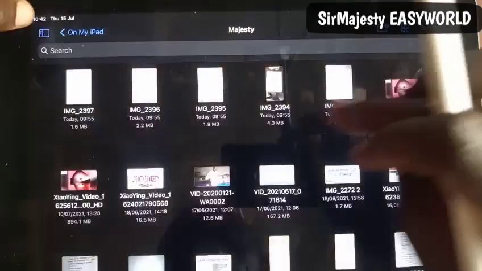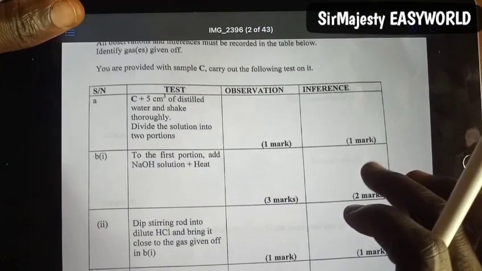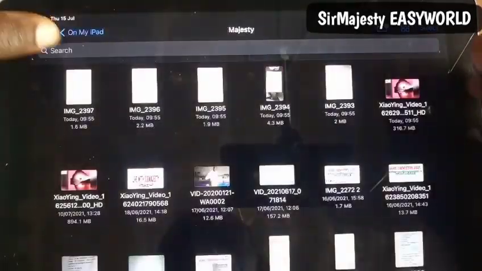From number three, I go to two, which is actually salt analysis. Just read the table. Now, this is number three, so this is where I'm going to start.